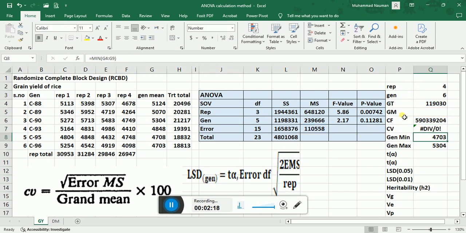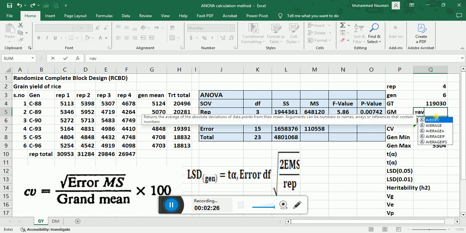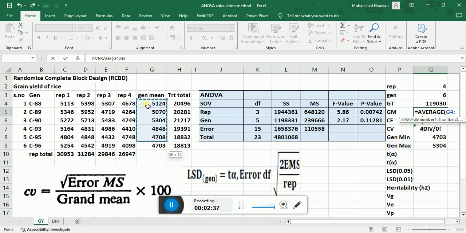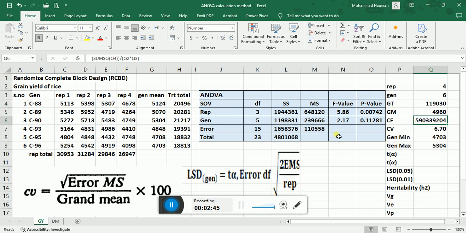Divisor is missing, so now we will calculate the grand mean: is equal to average. Double click on average, mention the cells. We will make the selections. All six genotypes means are selected now. Now press the enter. You have seen, as we calculated the grand mean, the coefficient of variation is mentioned.